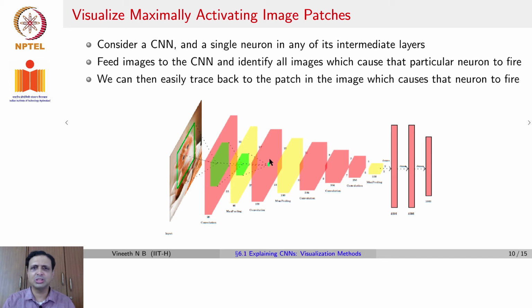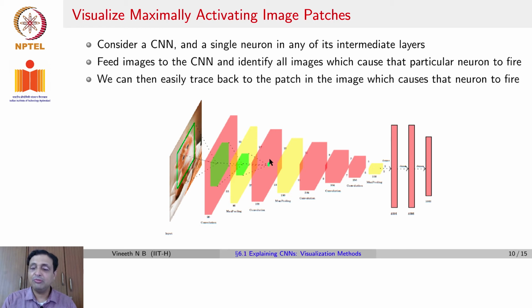Remember, we were also discussing this when we talked about backpropagation through CNNs, where we try to understand the receptive field that leads to a particular pixel getting affected in a particular layer. It's the same principle here.